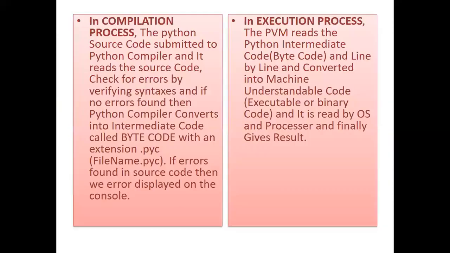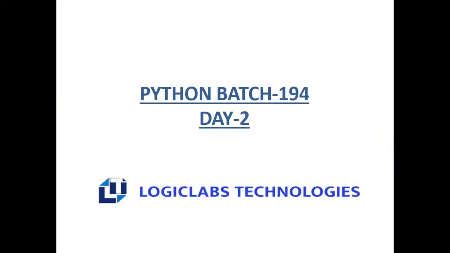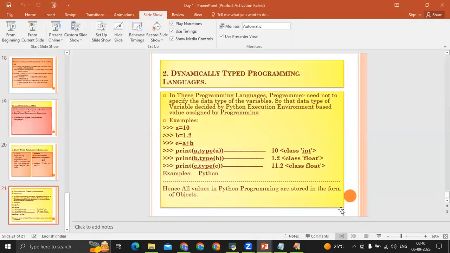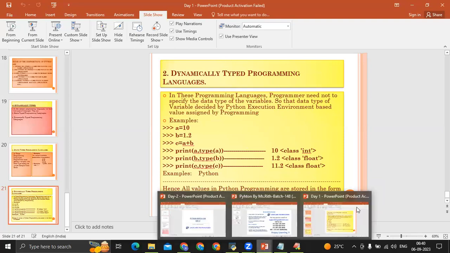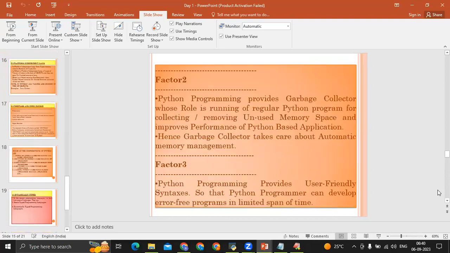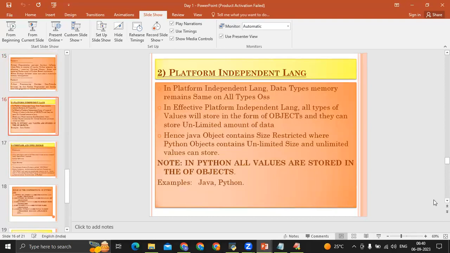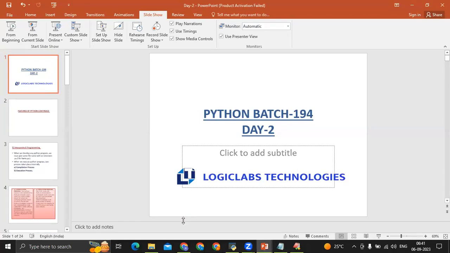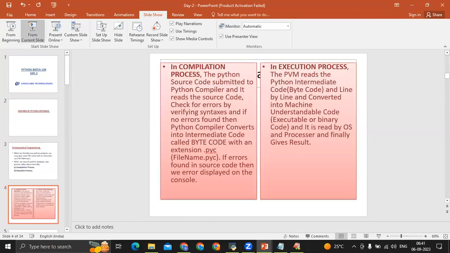If you remember, we discussed it on day one. Let me show you. All the values in a Python program are stored in the form of objects. Written here, the same we have discussed: in Python, all values are stored in the form of objects. Let's go ahead.